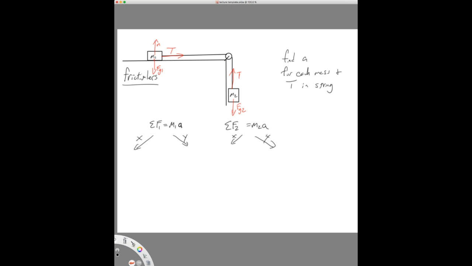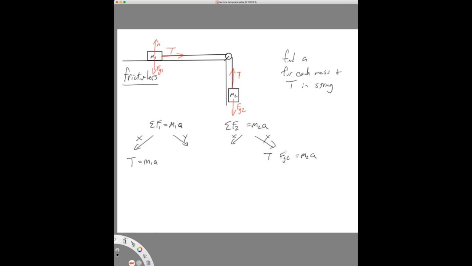So on mass 1, we have tension as the only force in the x direction. And the acceleration is entirely in the x direction. So the whole acceleration is a. On mass 2, we primarily care about the y direction, right? So we have a T, and we have force of gravity 2 equals m2 times a.